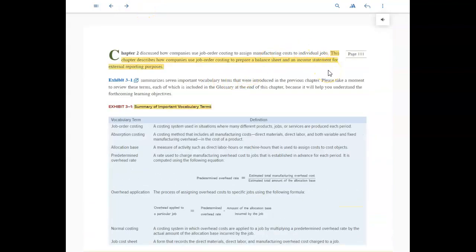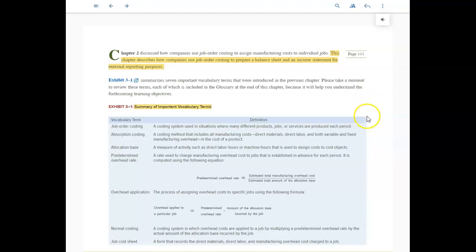Now, this chapter shows again how to prepare a balance sheet and income statement, but before that, we're going to look at more computations, review definitions, look at journal entries, and then see how to prepare a couple of schedules before we actually get to the formal financial statements.